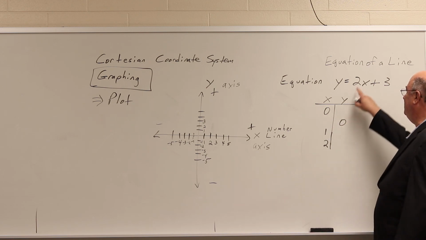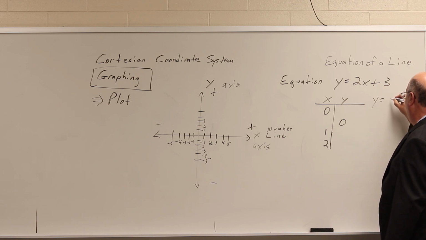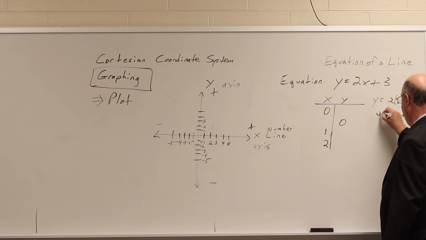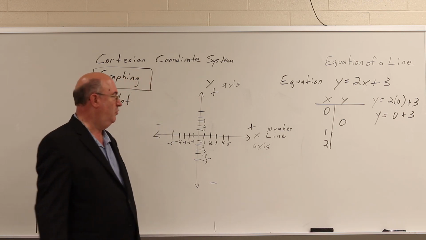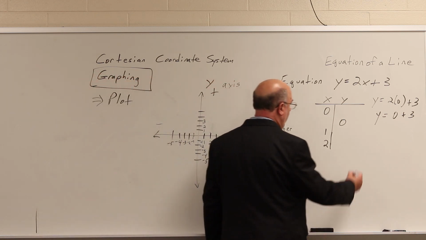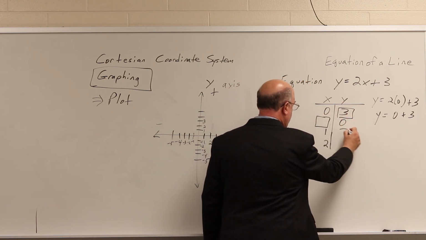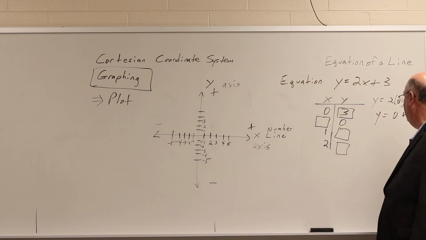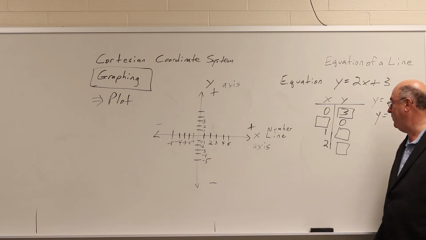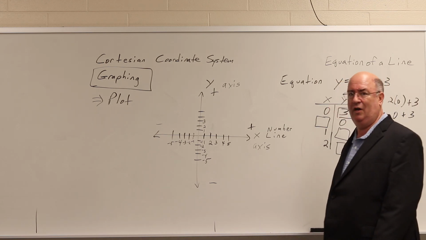All right, x is now 0. With x being 0, our equation of a line is y equals 2 times 0 plus 3. Anything times 0 is 0, we know that, and y winds up being equal to 3. So we write in a 3. Usually they put square boxes in the little grid here, so we'll fill in the boxes. Once we fill in the boxes, we'll show the line on the graph.